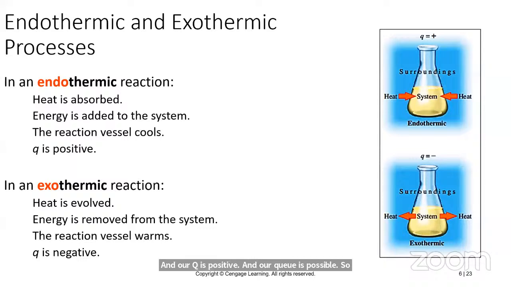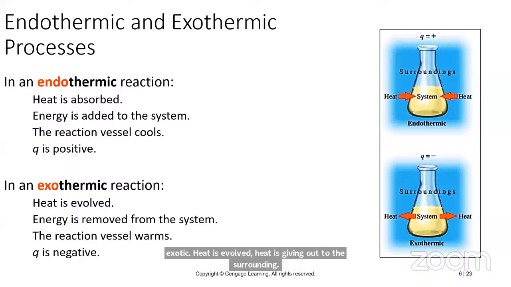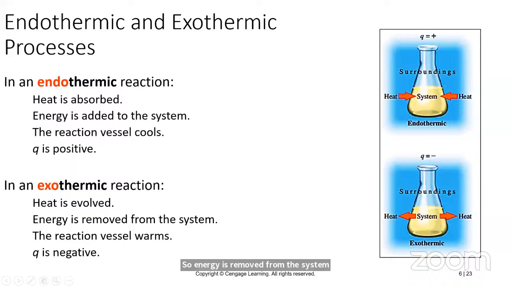So for exothermic, heat is evolved. Heat is given out to the surrounding. So energy is removed from the system.